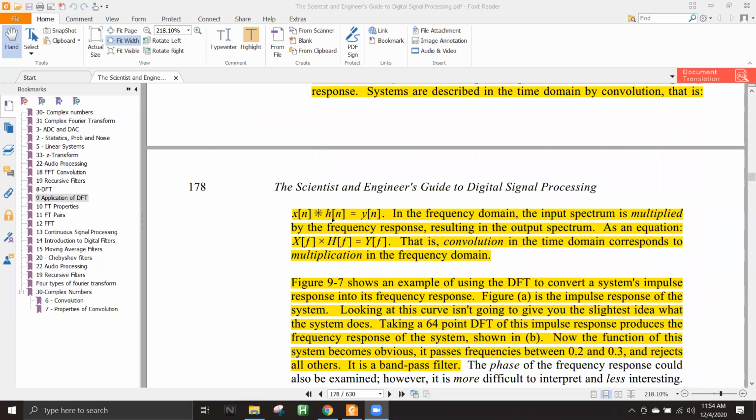And if we get the output this way, in the time domain it is convolution, and in the frequency domain the input spectrum is multiplied by the frequency response. And remember that convolution and multiplication are not the same. Convolution is like a multiply and add operation, while multiplication is element-wise multiply.